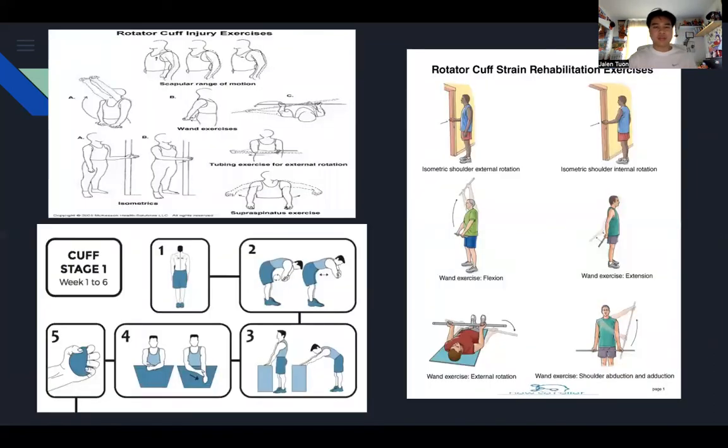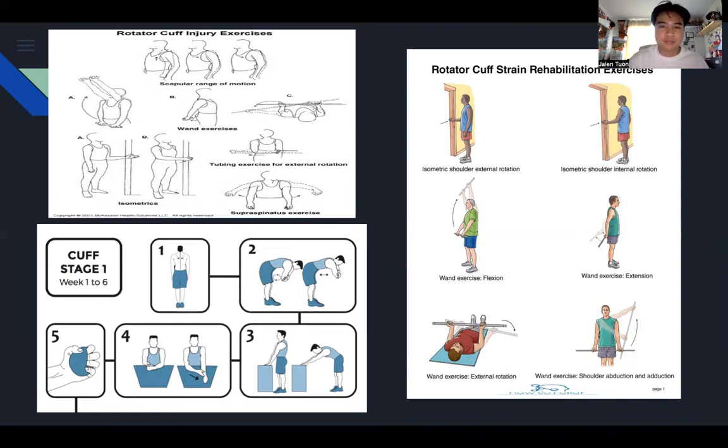Here are just some exercises on rotator cuff injuries. So we see a lot of isometric exercises, as well as using the wand for flexion and extension. And then you would want to abduct and adduct your shoulder as well. Basically, again, reteaching the movements in your arm or in your shoulder.